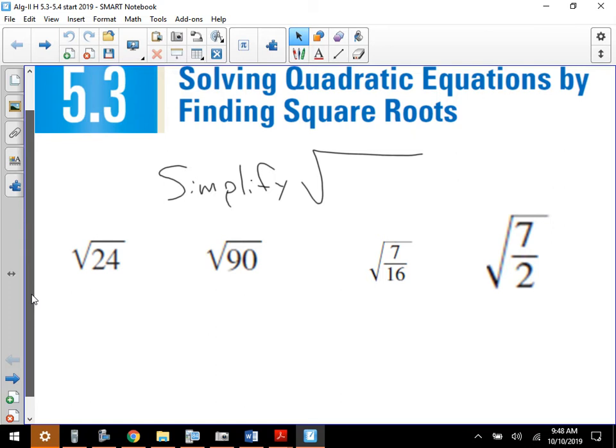Simplifying quadratics and the square roots. We do not use decimals, ladies and gentlemen. That's what I'm getting at. What we use here is called simplified radical form. We use exact answers.